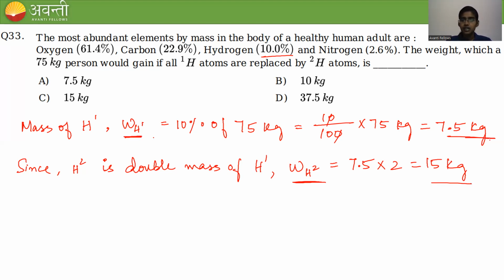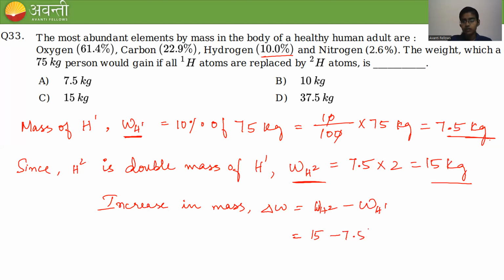So now what is the increase? That is, what is the change? What is the increase in mass? Increase in mass, delta W, will be equal to the mass of H2 minus mass of H1. So the H2 mass is 15 kilogram and H1 mass is 7.5 kilogram, which is equal to 7.5 kilogram. So this is your change in mass. It is an increase in mass. So it is option A. Option A is the correct answer for this question.